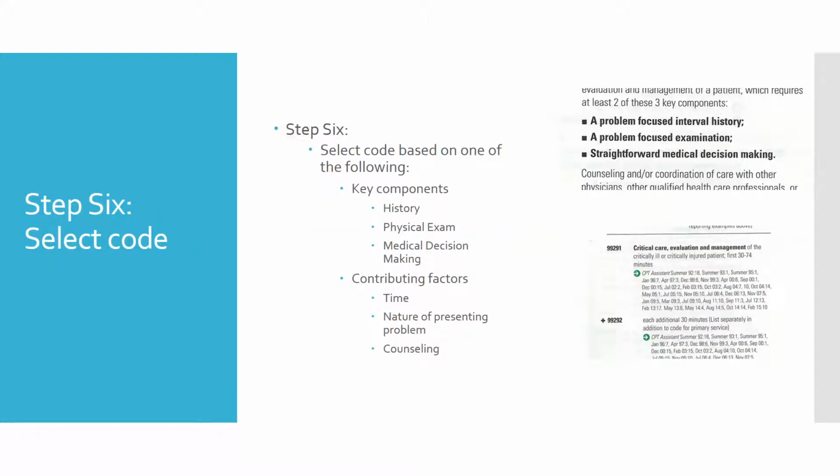Step 6, select the code based on one of the following: key components or contributing factors. The first image shows an example of a code showing the key components, which are history, exam, and medical decision making. The second picture shows an example of contributing factors. This code has time in the description.